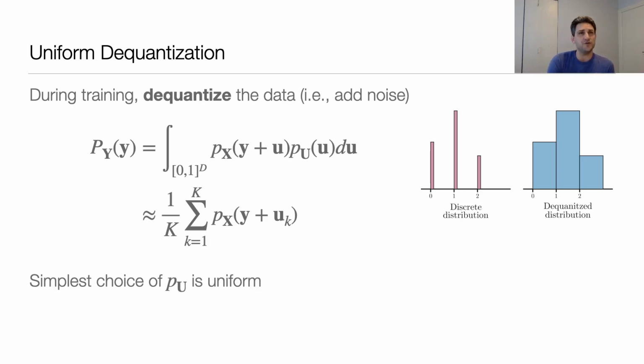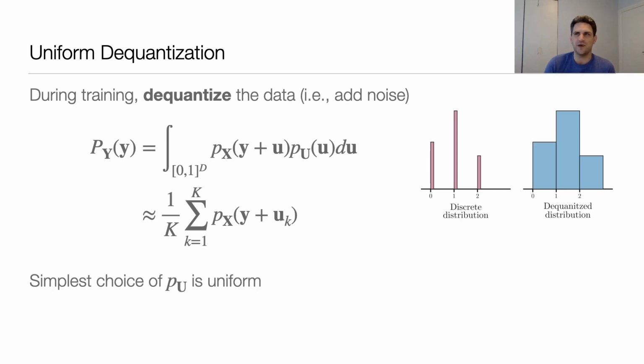And then during training, we dequantize the data by simply drawing a sample from this uniform distribution and adding it to all of the pixel intensities that we have. This basically turns our discrete distribution into a continuous distribution through this process of dequantization. And indeed, uniform dequantization is what is most commonly used in the literature right now.